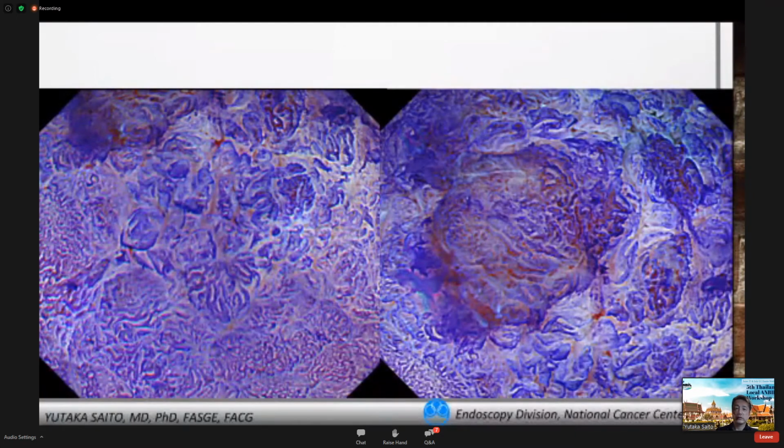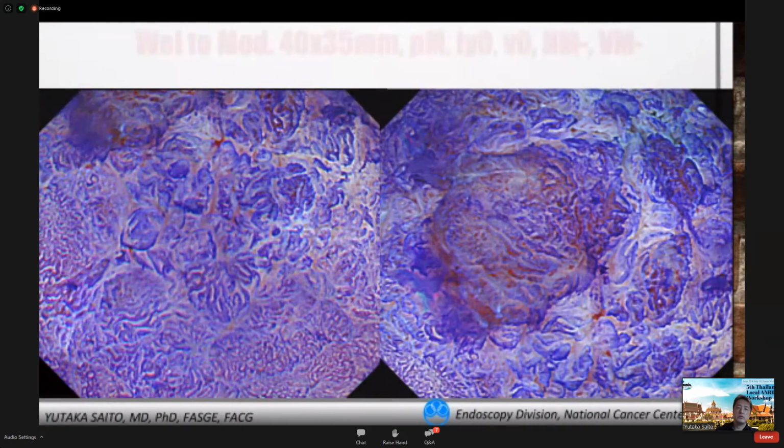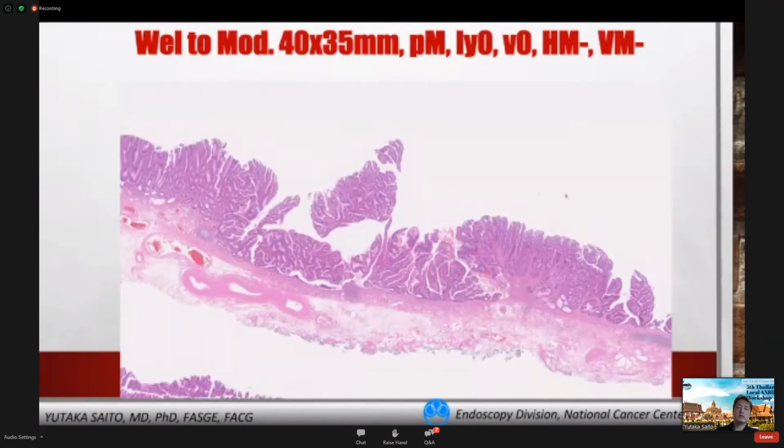And again, the histology was well to moderately differentiated adenocarcinoma, intramucosal, and the lymphovascular invasion was negative, budding grade 1, and curative resection was achieved.